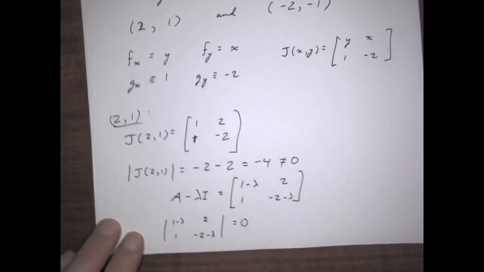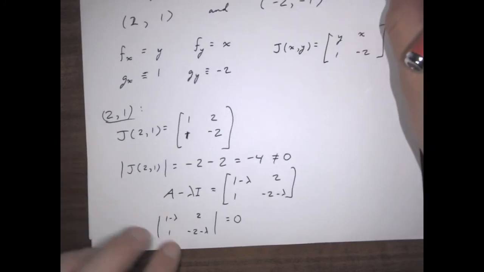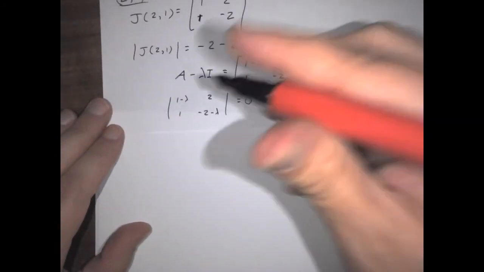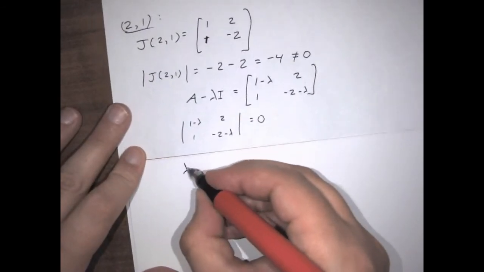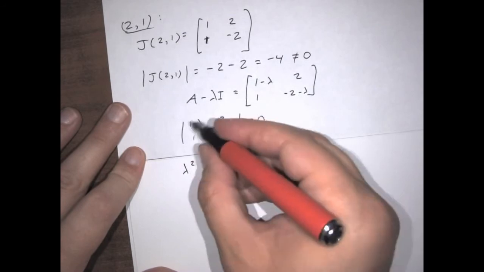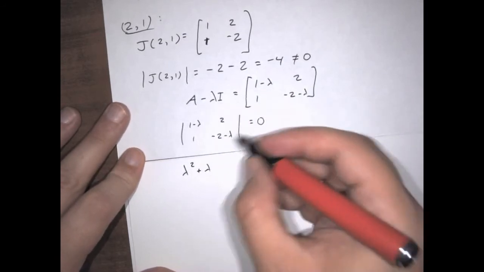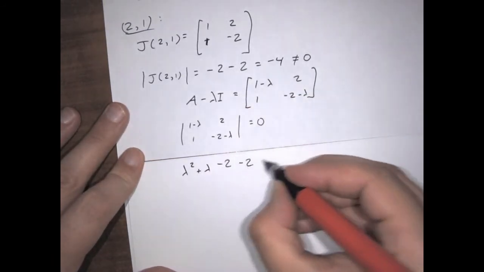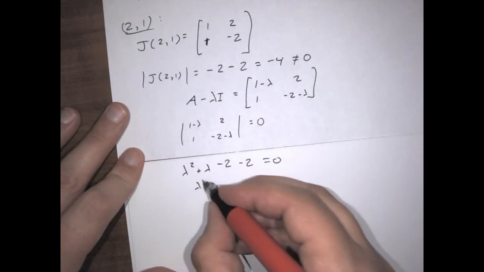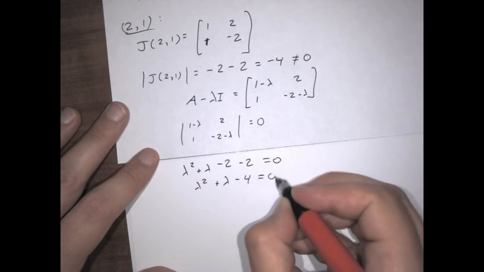Setting it equal to 0 and seeing what we get. So when we take the determinant of this, we are going to be producing, by the look of it, a lambda squared. And then we'll have positive 2 lambda minus 1 lambda, which is plus lambda. And then we're going to have minus 2, and then minus 2 is 0. So lambda squared plus lambda minus 4 equals 0.